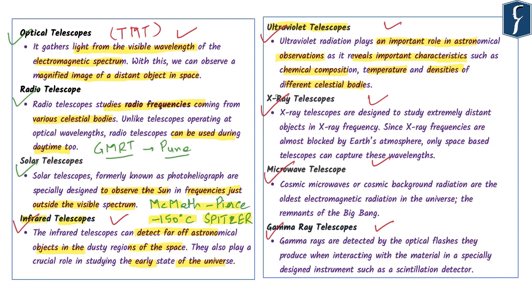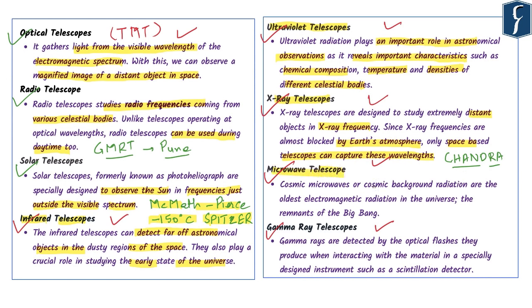The next category is X ray telescopes. X ray telescopes are designed to study extremely distant objects in X ray frequency. Since X ray frequencies are almost blocked by Earth's atmosphere, only space based telescopes can capture these wavelengths. NASA's Chandra telescope is also a type of X ray telescope.